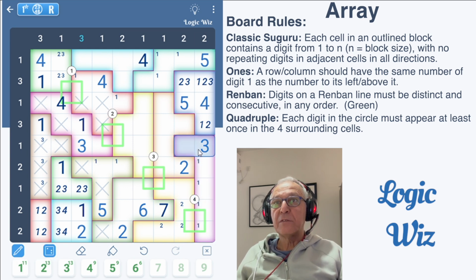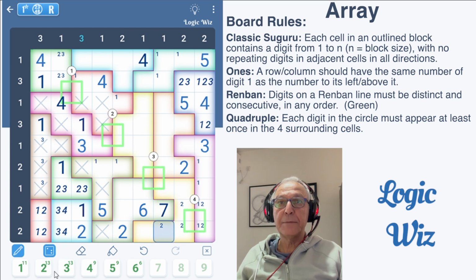How about the 2 in this block? The 2 cannot be in any of these cells. The 2 must be here. Now, since one of these 2 cells must be 2, 2 can no longer be here because it sees both of those cells, both of them. So 2 must be here.